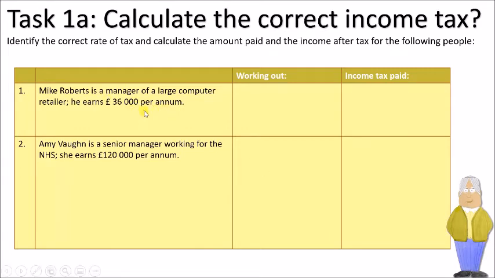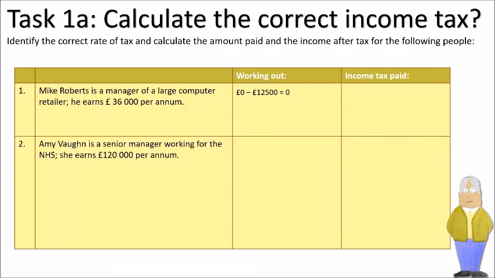So this is how we're going to calculate it. We've got to divide Mike's salary, 36,000, into slices like Ethel's on the last slide. So the first slice, the 0 to 12,500, is no income tax. We now need to find the second slice.